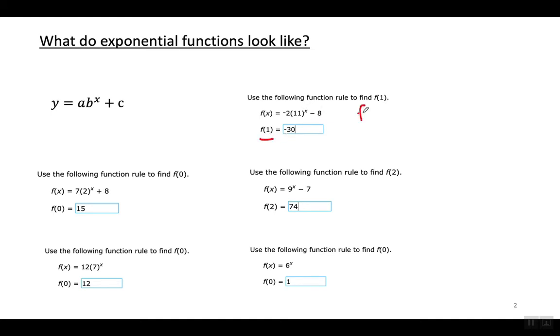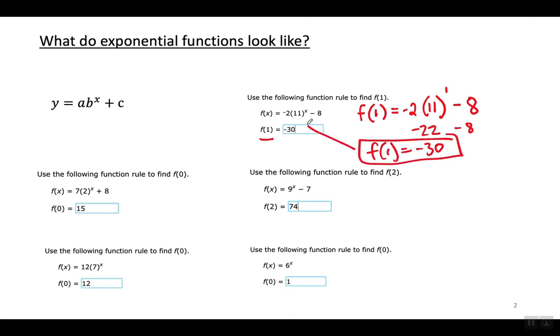Remember, in functions, that means you're going to input the 1 into the function, and wherever you see the variable x, you substitute x with that number 1. So to find f of 1, you do negative 2 times 11 to the first power minus 8. Always follow the order of operations: first the exponent, then multiply, then subtract. 11 to the first power is 11. 11 times negative 2 is negative 22. Negative 22 minus 8 is negative 30. So f of 1 is negative 30 in this example.